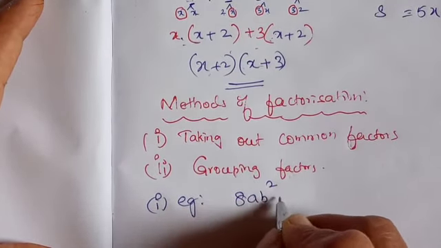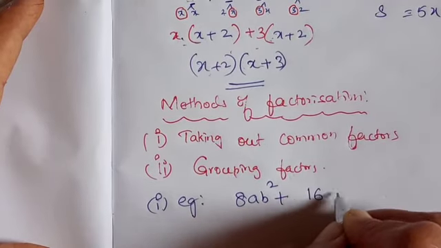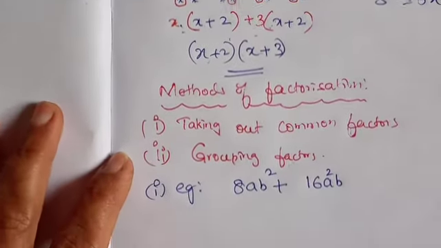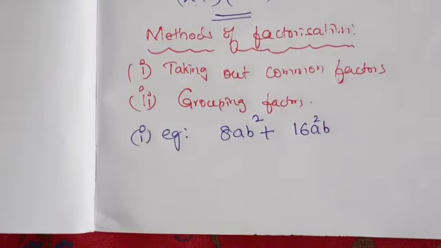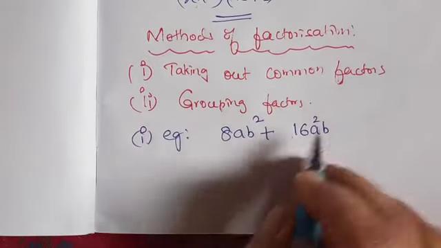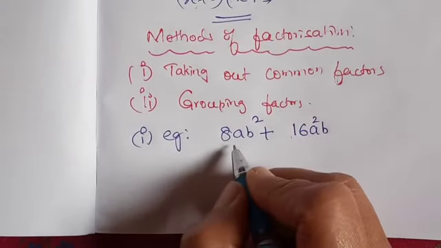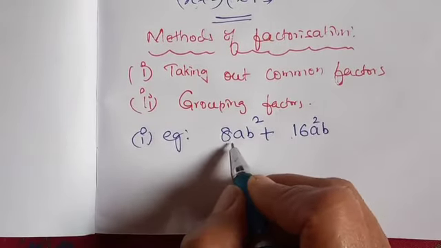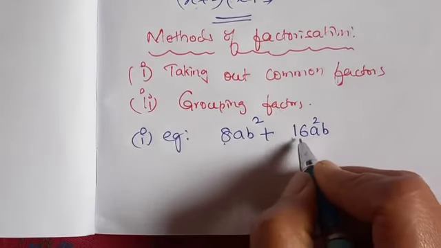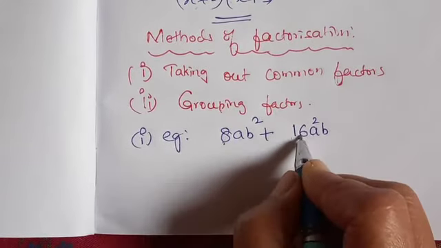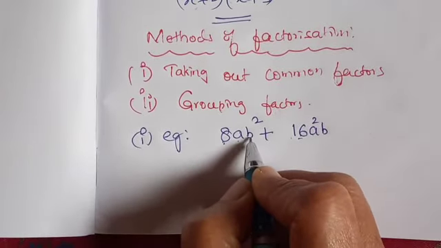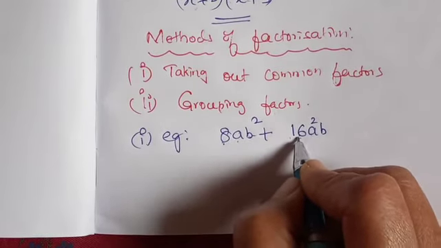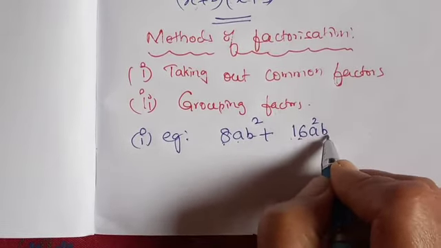8ab square plus 16a square b. Okay, children. For the first example, we take common factors outside, and the second, grouping method, we will discuss after this example. So here, 8 and 16: 8 ones are 8, 8 twos are 16. Next, a, b are 2, b square. 2 b's are there. How many a's are there? 2 a's are there. 1 b is there.